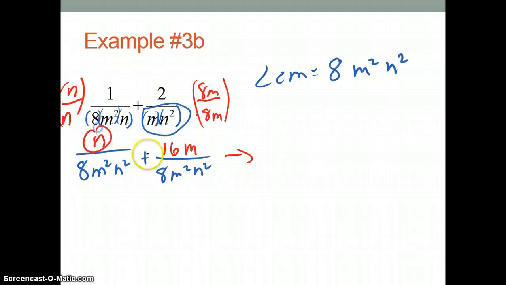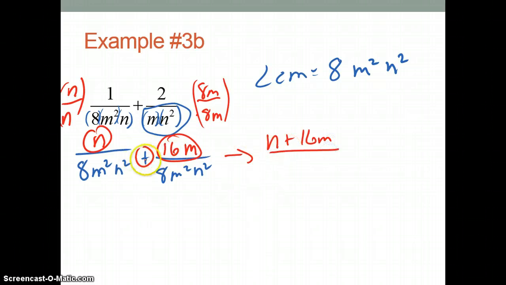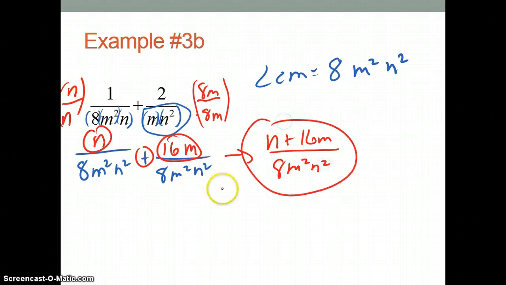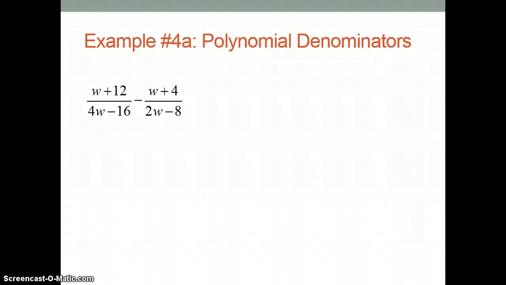At this point, we take n plus 16m. And again, if this was a minus sign, we would do minus. And then we keep that bottom the same. And we're finished. Anytime we're looking at this, especially when we have polynomials here, I recommend putting these parentheses around each thing because this shows, hey, these are factors.